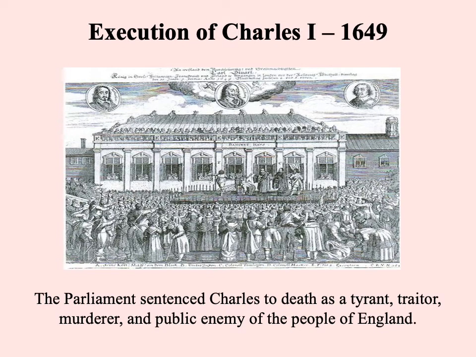Along the way, they're going to put Charles I on trial and basically charging him as being a tyrant, a traitor, and a murderer, essentially public enemy of the people of England, and they sentence him to death by beheading. And so, I should know, right? So they are going to execute him. This is going to send shockwaves across Europe.